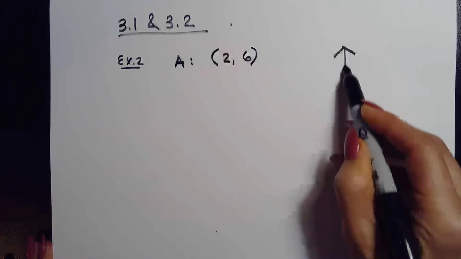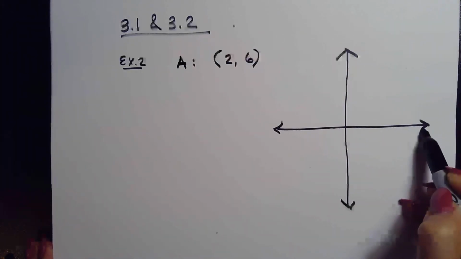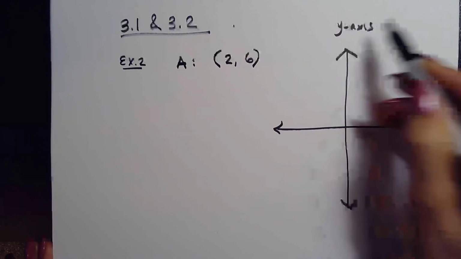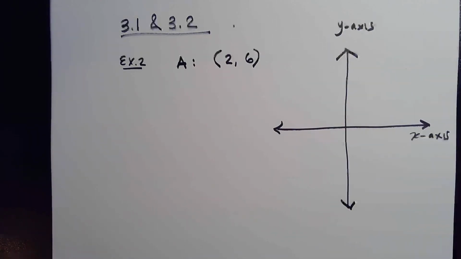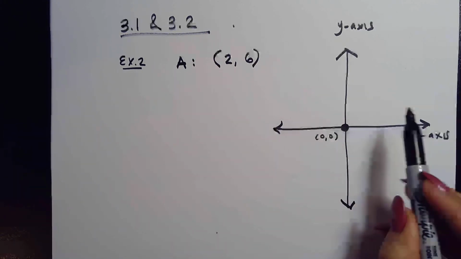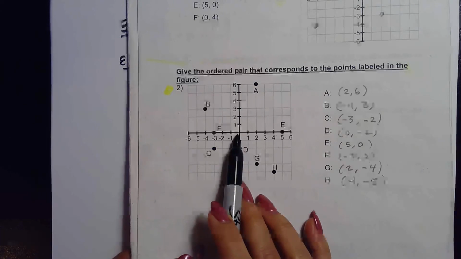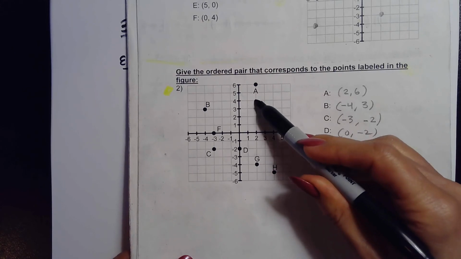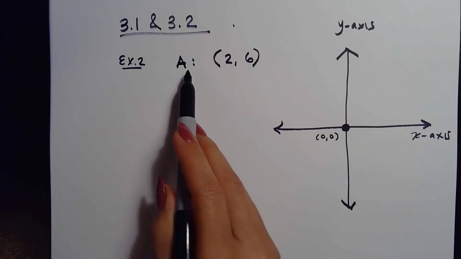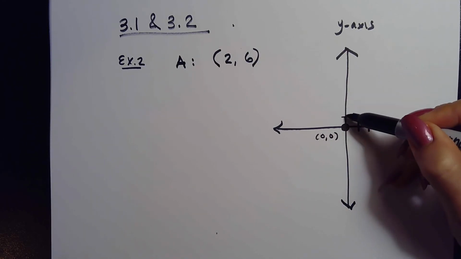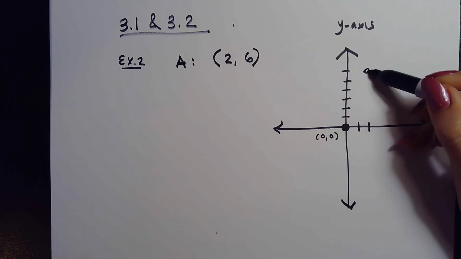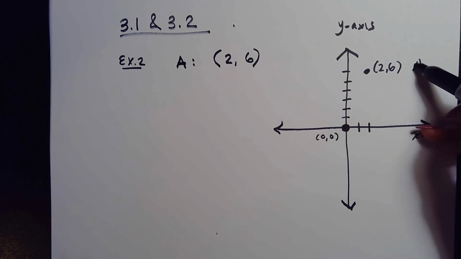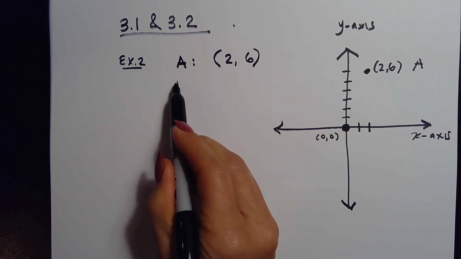Why is that so? Because, let me write this. This is your Y-axis, and this is the X-axis, right? And so for A, you always start at the origin, point 0, 0. A is found where I start here at 0, 0, so it's found 2 to the right, and then 1, 2, 3, 4, 5, 6 up. So that is why this is the point 2 comma 6, the point A. Okay, similarly you're going to identify all the other points.